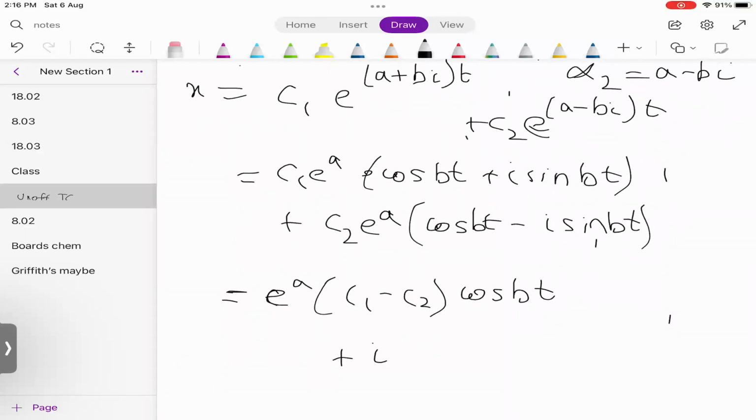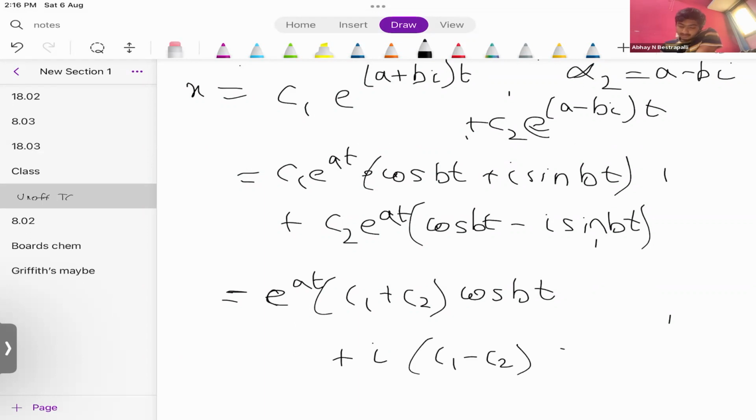Shouldn't it be a plus, and e to the power at? Oh yeah, I'm sorry about that, thank you. This is C1 plus C2, right? Yeah. And C1 minus C2 sin bt. Okay, so yeah, e to the power at.